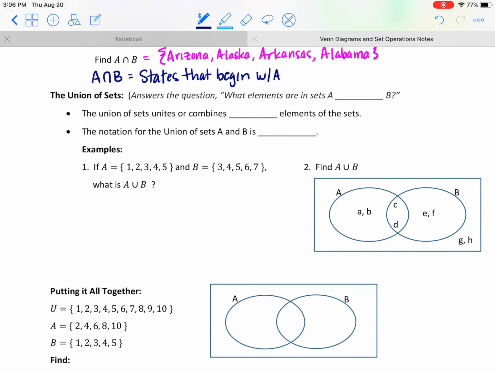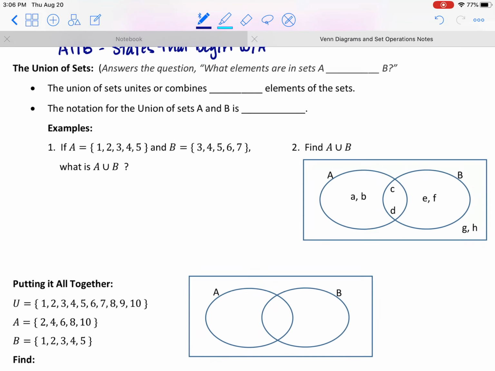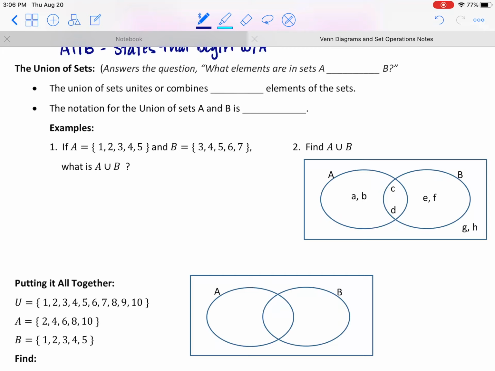And the third operation is what we call the union of sets. So the union of sets unites sets or combines sets. So if I said find the elements that are in the union of sets A and B, then that means the elements could be in one set or they could be in the other. We would just combine them all. So this answers the question, what elements are in sets A or in set B? So the union of the sets, again, unites or combines all the elements of the sets.